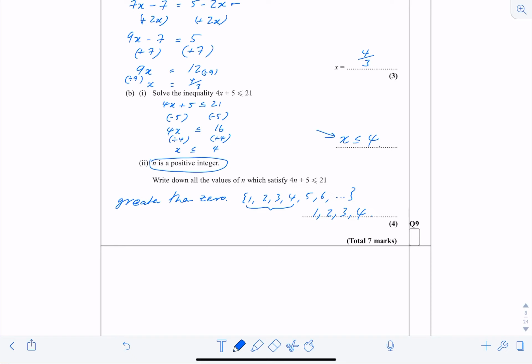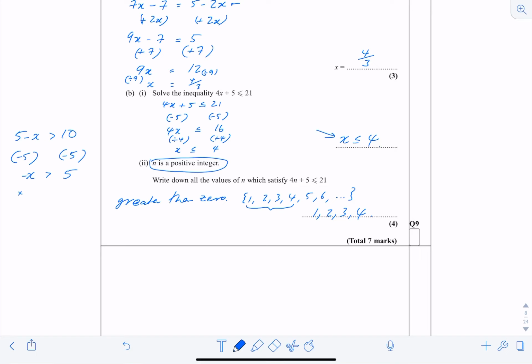Now, just whilst I'm on the topic of inequalities, if I get something like 5 minus x is greater than 10, if that happens, I'm going to do the same thing. I'm going to minus 5 from both sides, and I get minus x is greater than 5. Now, here comes a very, very important part.